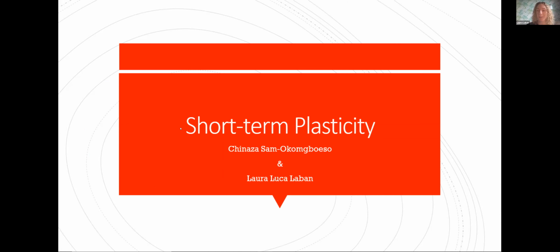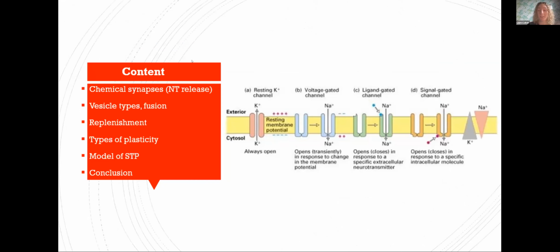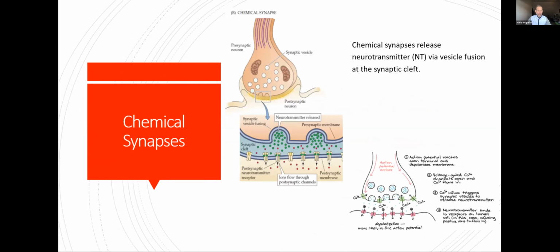Yeah, good morning, everyone, and welcome to our presentation. We'll be covering short-term plasticity and discuss a model, amongst other things. So first, we'll be covering the chemical synapses, how action potentials work, how vesicles work, how they fuse, the types that exist, replenishment, the types of plasticity, and a model to discuss that. All of this in 15 minutes or 12.